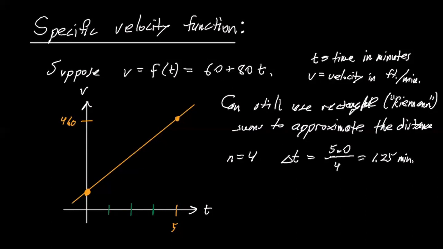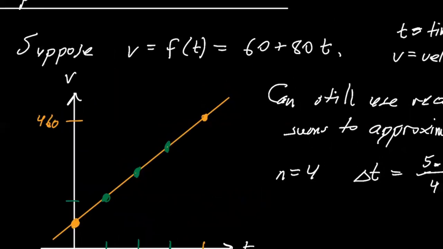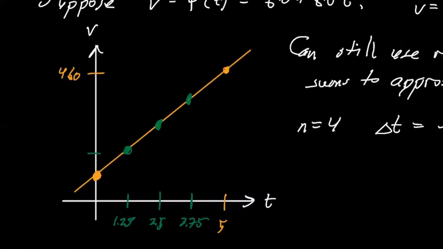And so then we could have 4 rectangles. What I really need to do is think about the 4 points on the graph that are above these. Let me zoom in on this a little bit. This is time 1.25. This is time 2.5, 3.75, and 5, right? And you could plug those into this function and see that this height, for example, if you plug in 1.25 for t right here, you actually get 160. So that is height 160.